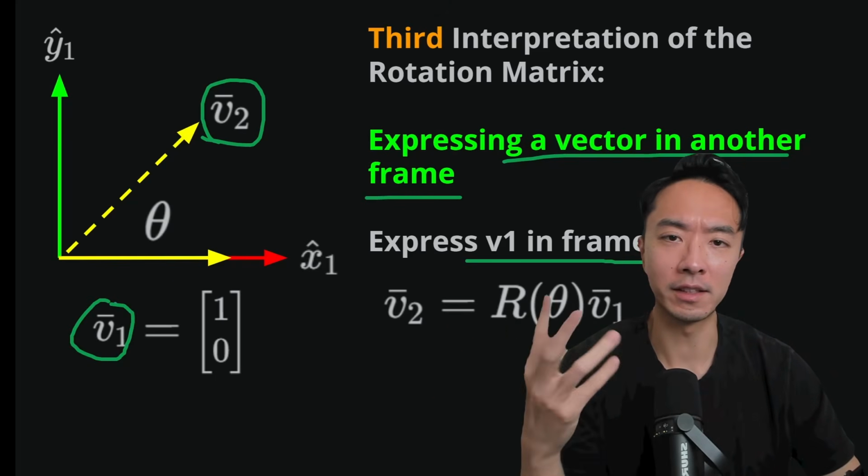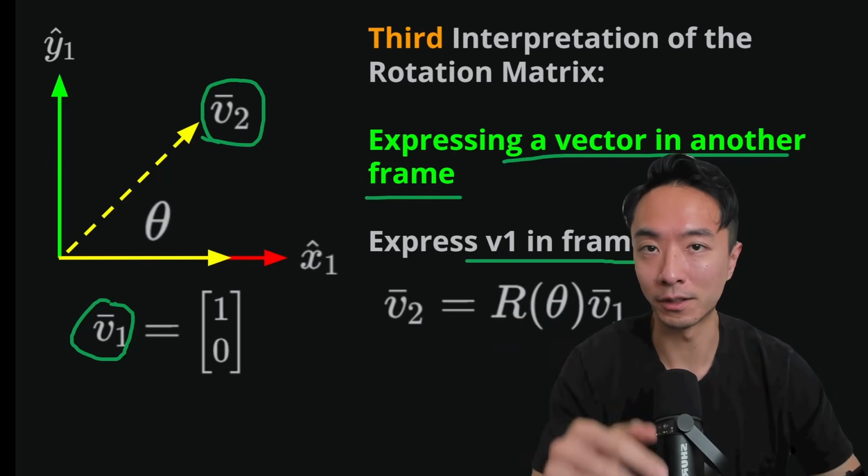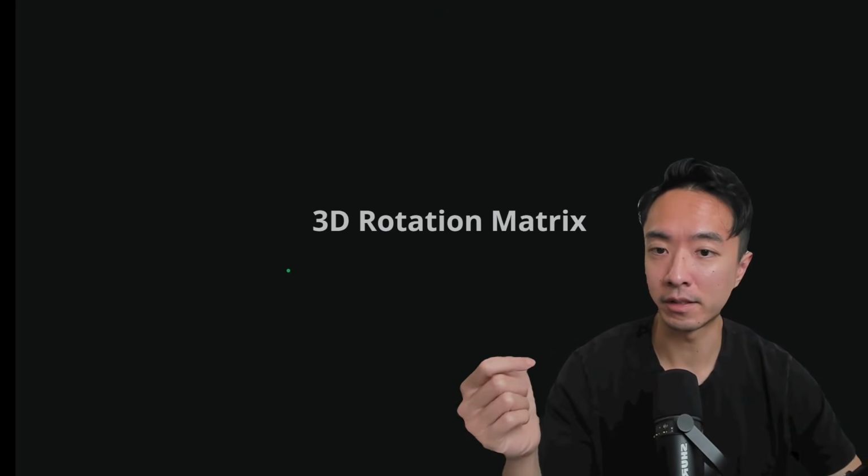So it's essentially the same idea. You're rotating a vector, but now you're viewing it from a different frame. Now for the 3D rotation matrix, let's see what that's all about.